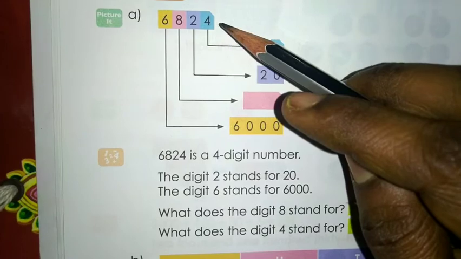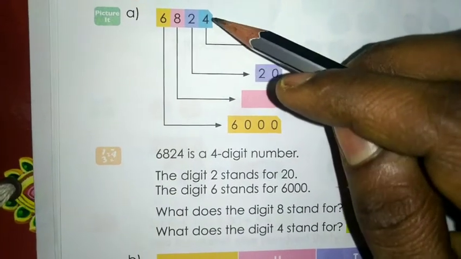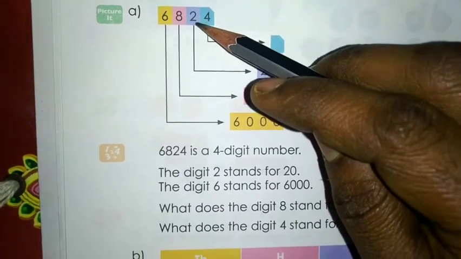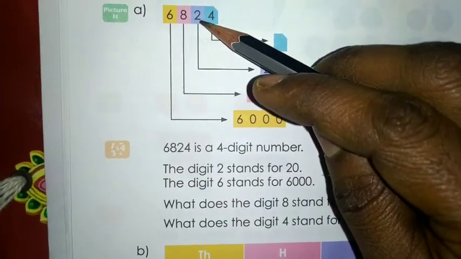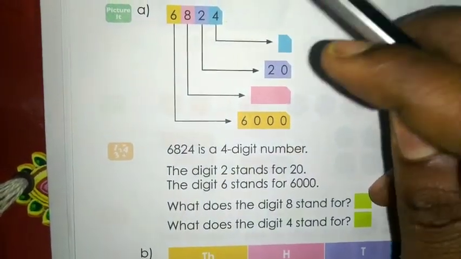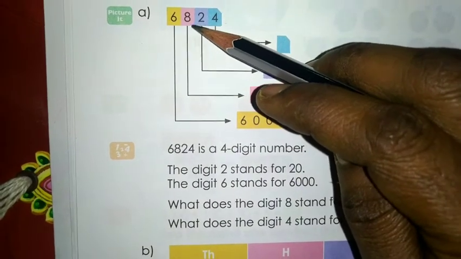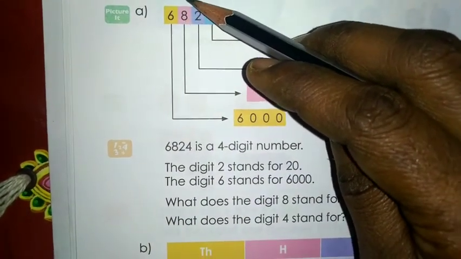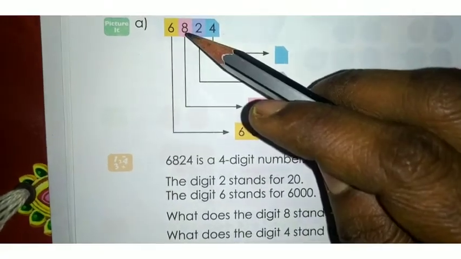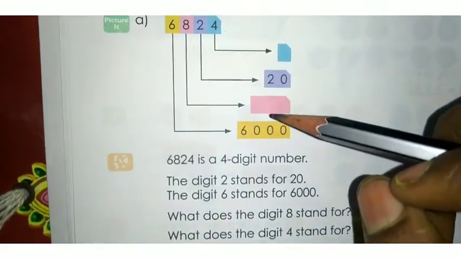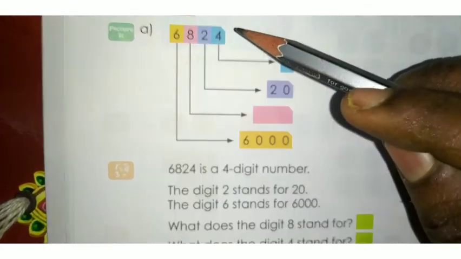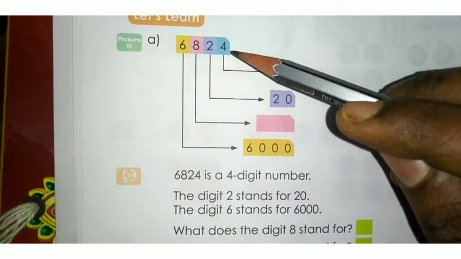We can call this as the digit. Now I start with the digit. If I point out this 2, the digit 2 stands for 2 tens, so 20. If I point out the digit 8, then 8 is in hundreds place, so 8 hundreds are 800. The digit 8 stands for 800. Okay children, you can also find out the place value of the given number.